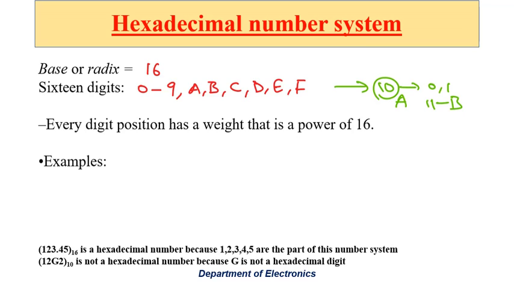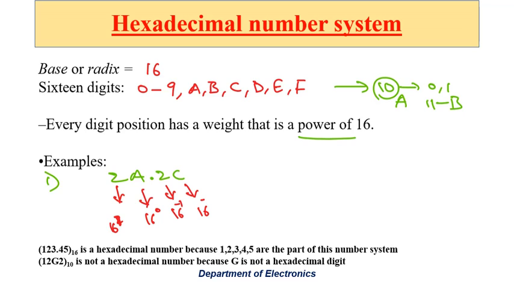Every digit in this number system has a positional value which is a power of 16. For example, let us consider a hexadecimal number, that is 2A.2C. For this number, the positional value of the A is 16 power 0. The positional value of 2 is 16 power 1. Similarly, the positional values of the fractional part are 16 power minus 1 and 16 power minus 2. And two more examples are given at the end.